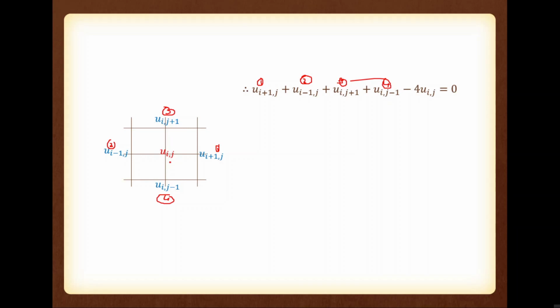Please note, by using these 4 points, we can find ui comma j. Means we can use this same equation. So if you are using this same equation, you have to substitute i from 1 to n minus 1 and j from 1 to n minus 1. Don't substitute 0 and n for i. Don't substitute j equal to 0 and j equal to m, because those values are given.